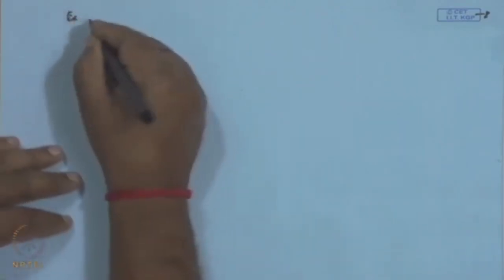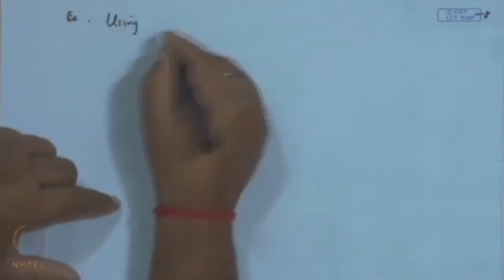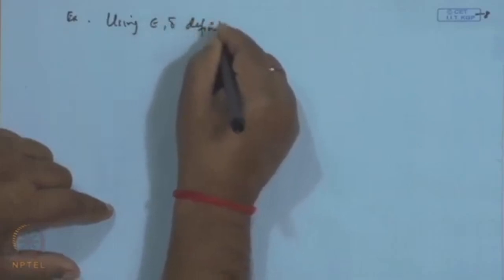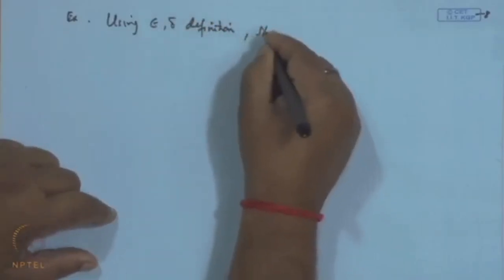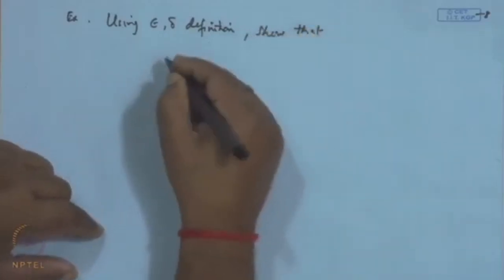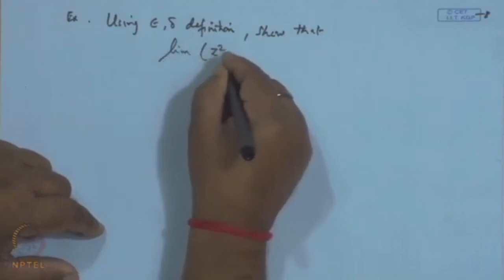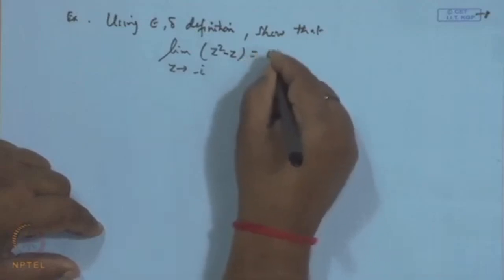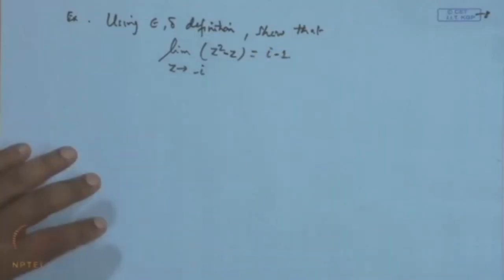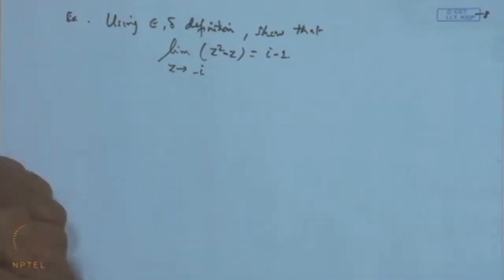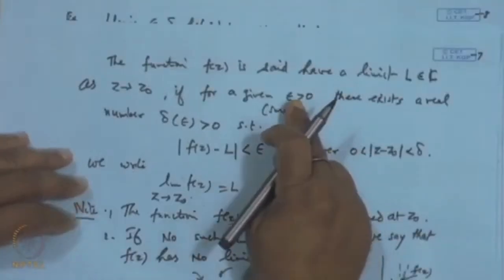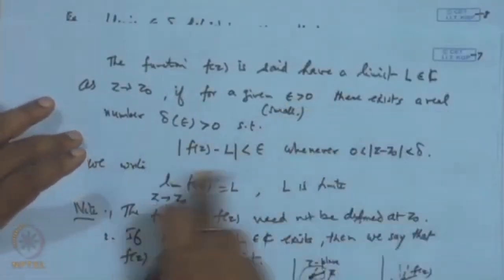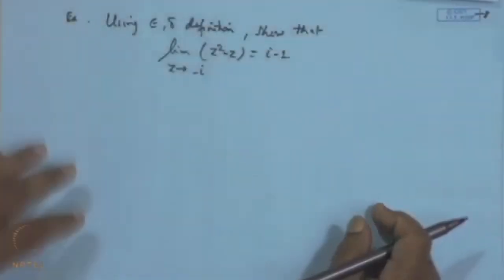For example, let us say, using the epsilon delta definition, we show that the limit of this function z square minus z as z tends to minus i is i minus 1. Okay. So let us apply epsilon delta. What the epsilon delta definition says is that for a given epsilon, which is known, we have to identify a delta which satisfies this condition. So let epsilon greater than 0 be given.